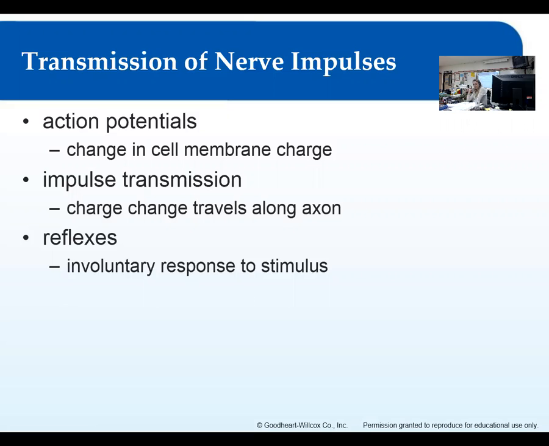Okay. So transmission of nerve impulses. Were all of you here for 6.1? Yes. Okay, good. So a couple behavioral properties that neurons, or nervous tissue, have.